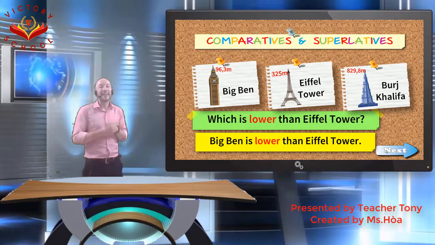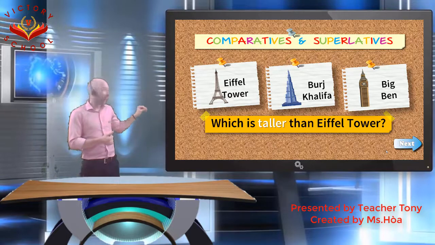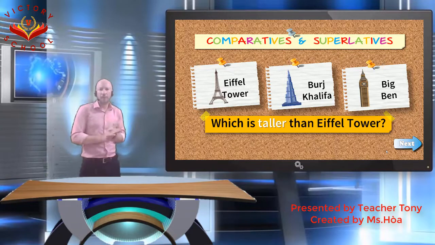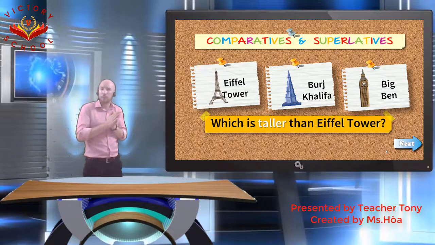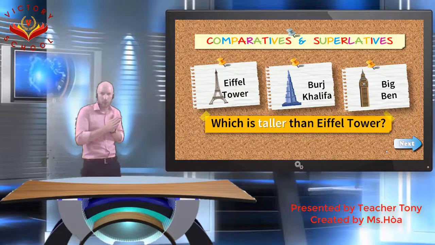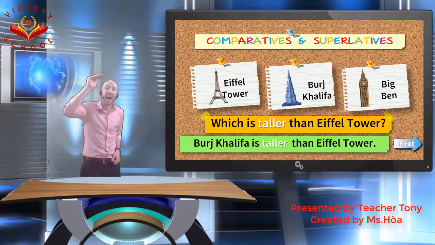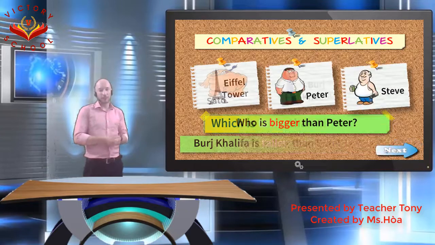Well done. Next one. So same 3 buildings. Eiffel Tower, Burj Khalifa, Big Ben. Which is taller than Eiffel Tower? I don't know. Big Ben? No, I don't think so. Good. Burj Khalifa is taller than Eiffel Tower. Okay? Well done. Next one.